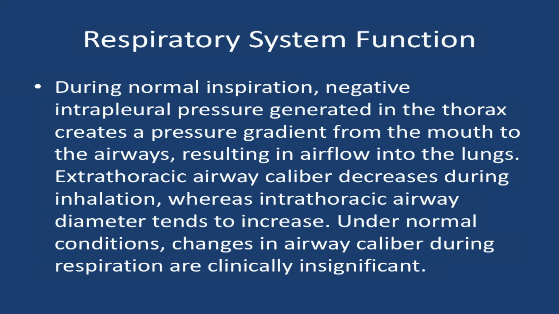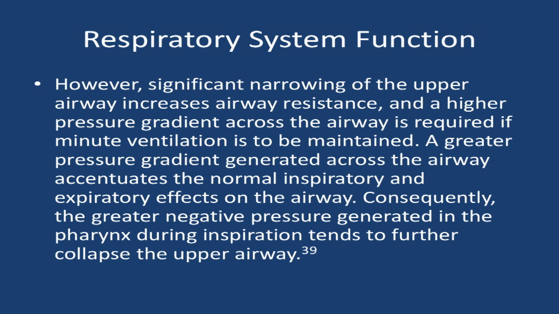We do know, as a repeat of this message, that inspiration and expiration are controlled by the contraction of the internal and external muscles. However, significant narrowing of the upper airway increases airway resistance, and a higher pressure gradient across the airway is required if minute ventilation is to be maintained. A greater pressure gradient generated across the airway accentuates the normal inspiratory and expiratory effects of the airway. Consequently, the greater negative pressure generated in the pharynx during inspiration tends to further collapse the upper airway.